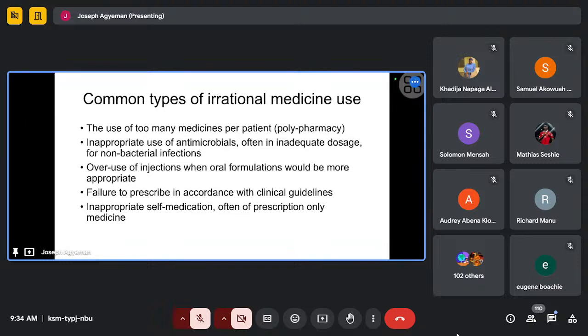Then overuse of injections when oral formulations would be more appropriate. Yes, you have a condition where oral and injections are both appropriate, but considering the convenience and safety.